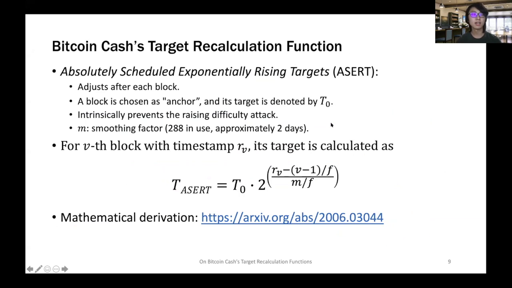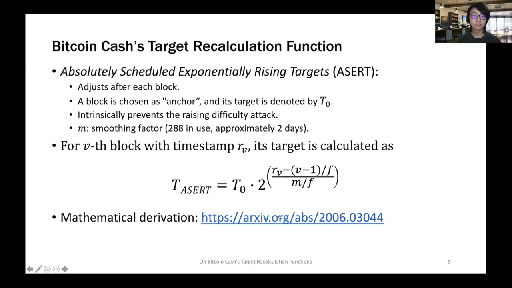And recently, in November 2020, Bitcoin Cash adopted its latest target recalculation function, which is called absolutely scheduled exponentially rising targets, or the ASERT function. And in this ASERT function, targets are still adjusted for every block. However, it has a unique mechanism. First we choose a block as an anchor block and denote its target by T0. And then for all the subsequent blocks, their targets are recalculated based on the target of this anchor block.